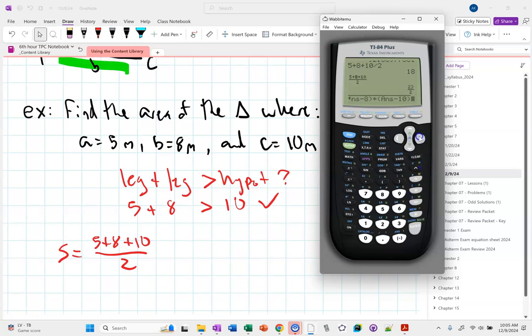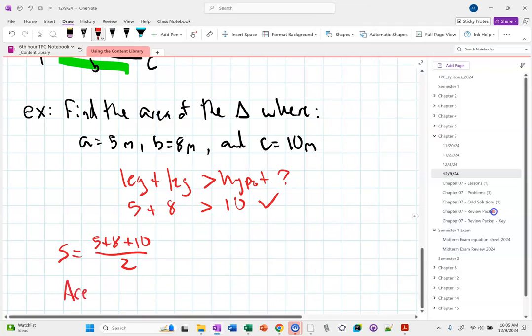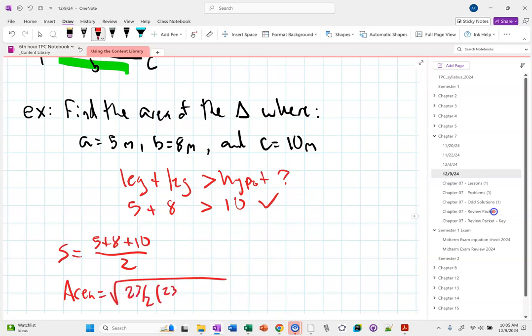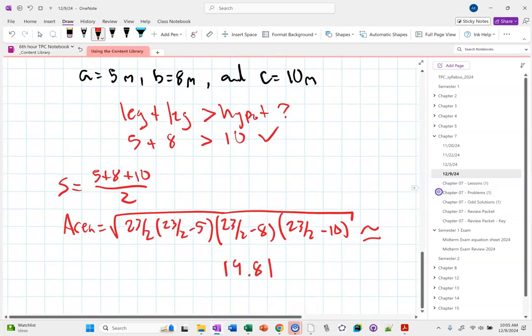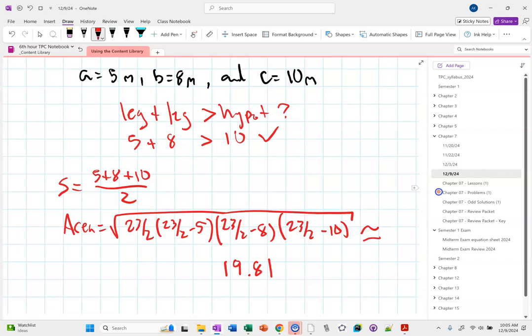Everybody okay there? I don't like that. So let me turn it into a decimal. So about 19.81. What unit should be attached to this? Meters squared.